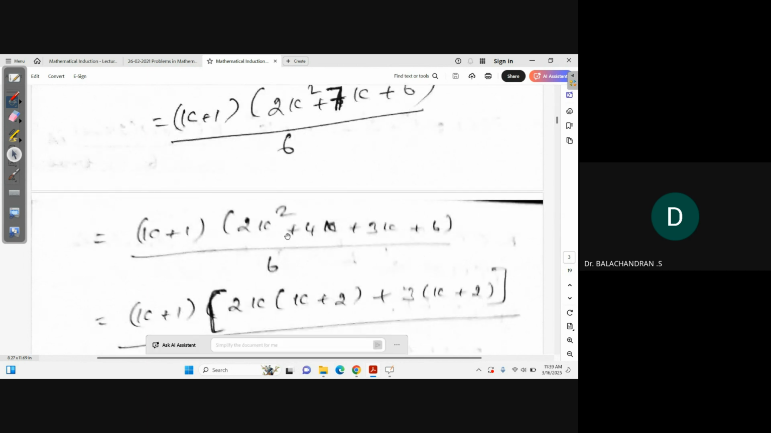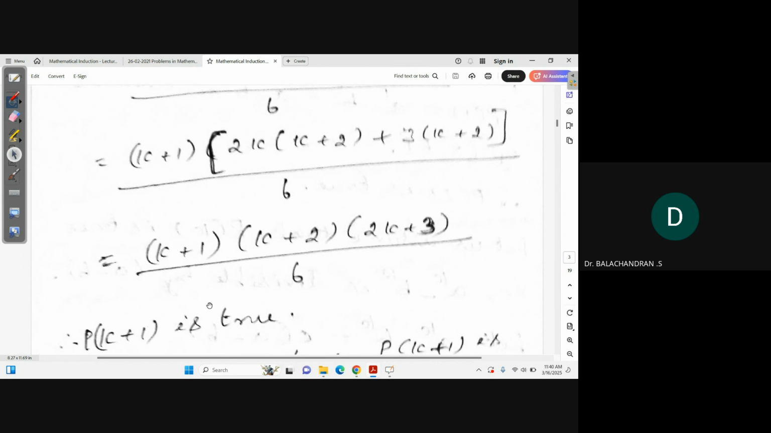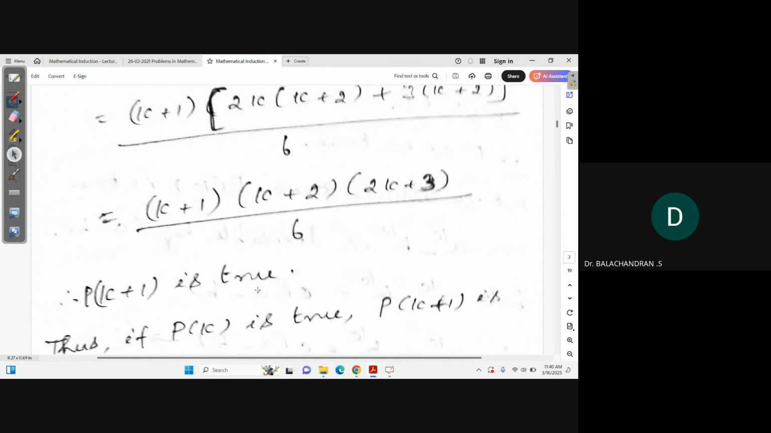So k plus 1 into, from this take 2k common: 2k into k plus 2 plus 3 into k plus 2, by 6. So here, what is common? k plus 2 is common. So the remaining is 2k plus 3, whole divided by 6. Hence we proved p of k plus 1 is true.